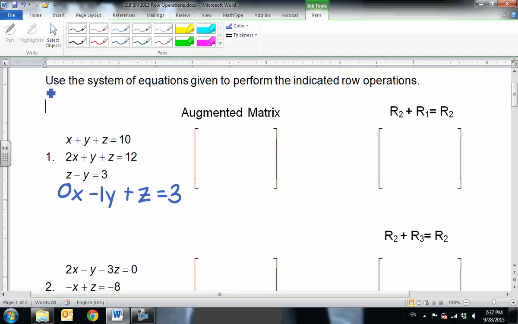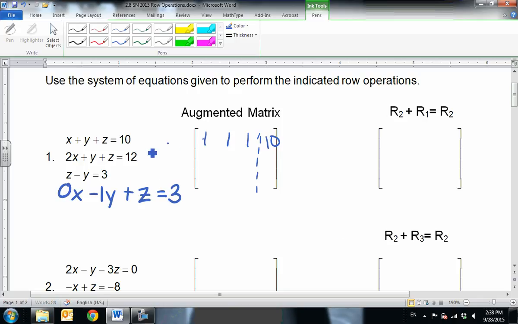Okay? So now, take your top row and write it into your, this is called an augmented matrix, and I'll show you what that means. So start by writing this top row in. Take your coefficients. So that would be 1, 1, 1. And then I want you to draw in a light line or a dotted line that goes down through your matrix. Okay, and your constant, your 10 over here, is going to go in right here.